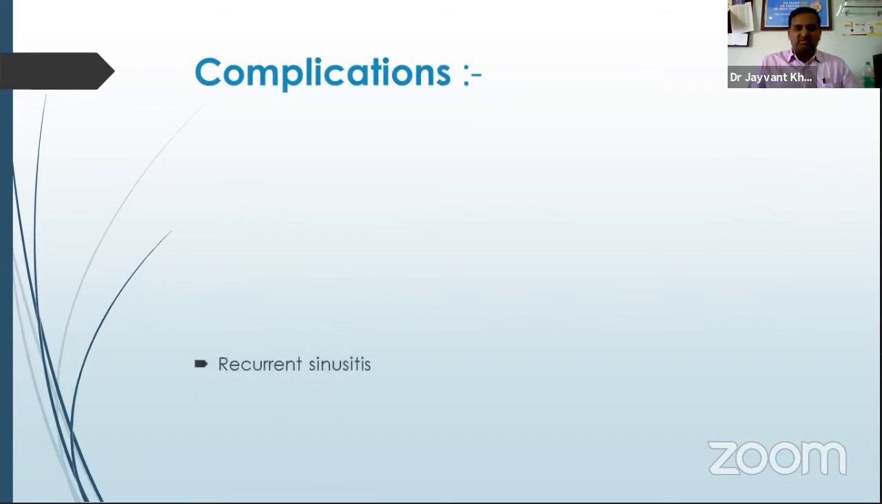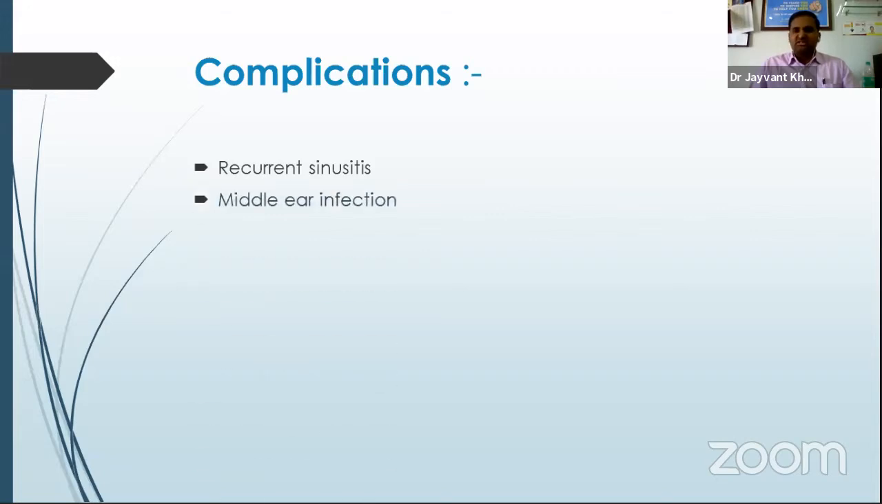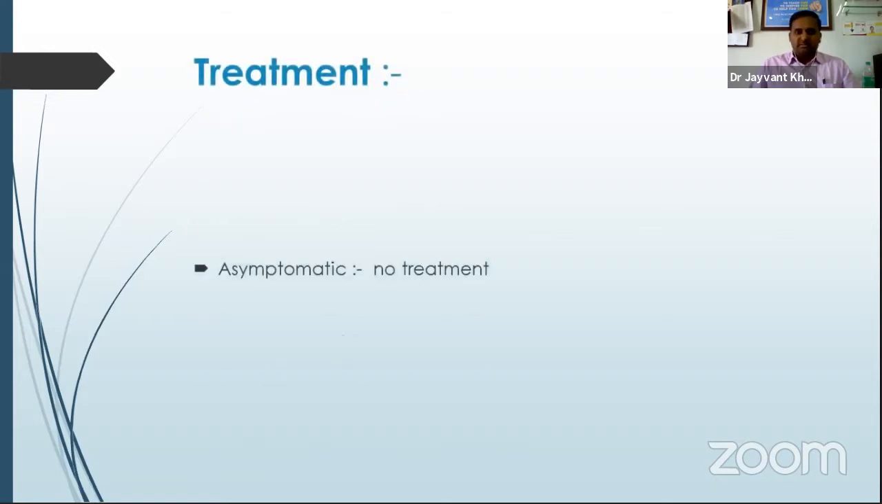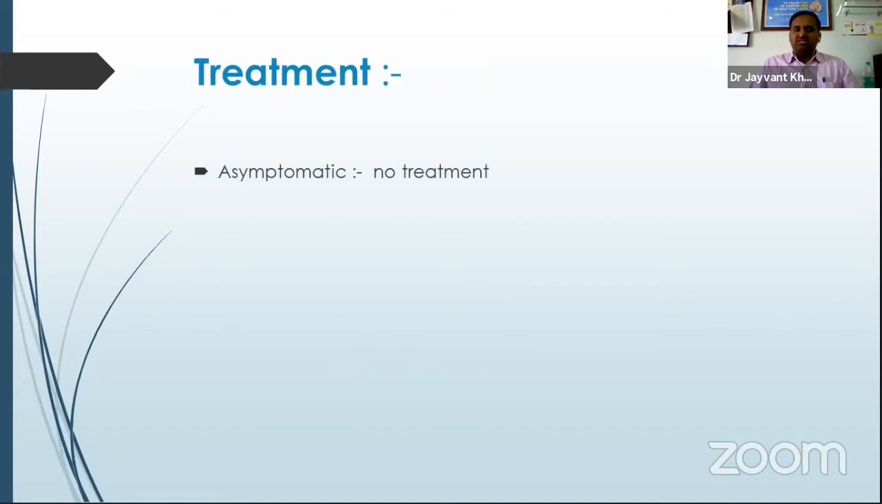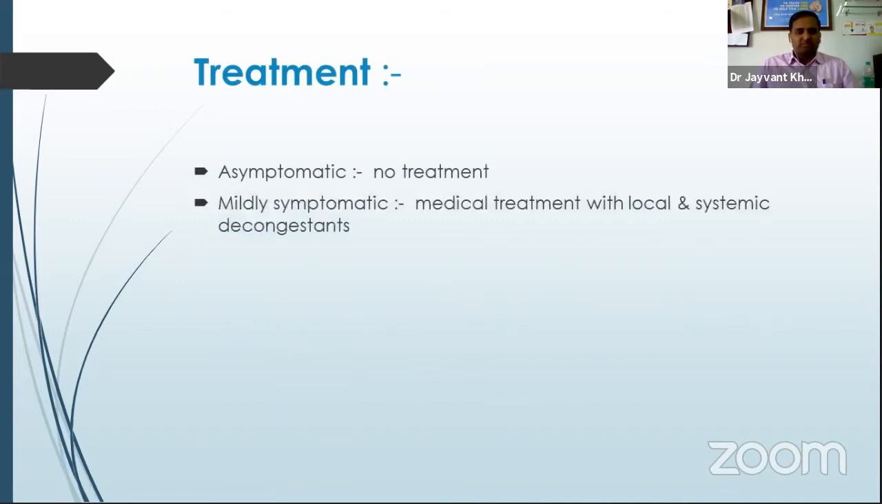What are the complications of deviated nasal septum? Recurrent sinusitis, middle ear infections through the eustachian tube, mouth breathing, atrophic rhinitis. Then treatment. Initially asymptomatic, there is no treatment for asymptomatic deviated nasal septum. If mildly symptomatic, then medical treatment with local and systemic nasal decongestant drops. If grossly symptomatic, then surgery like SMR or septoplasty is needed.